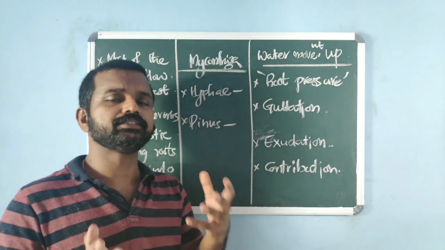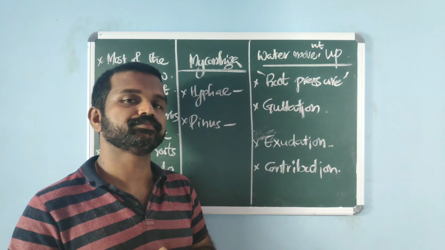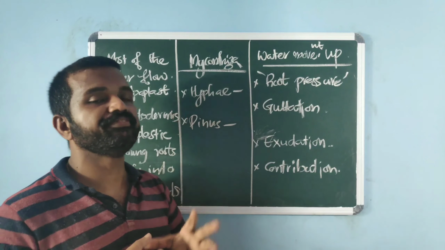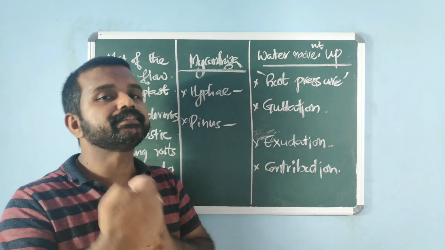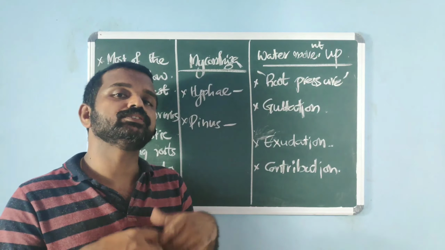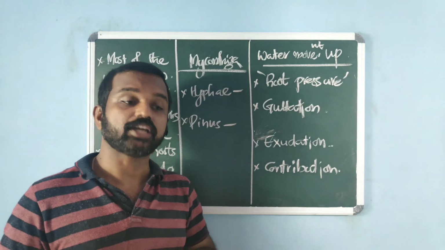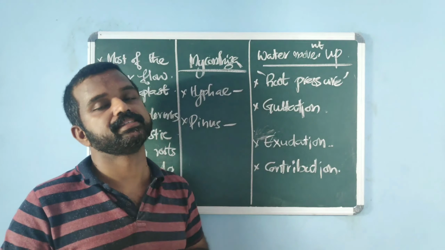The next topic is mycorrhiza. Mycorrhiza is a symbiotic association between fungus and the roots of higher plants. Here, fungal hyphae increase the surface area of absorption, and in return, plants provide nutrition. Some plants cannot germinate without it. For example, Pinus cannot germinate and establish in the absence of mycorrhiza.